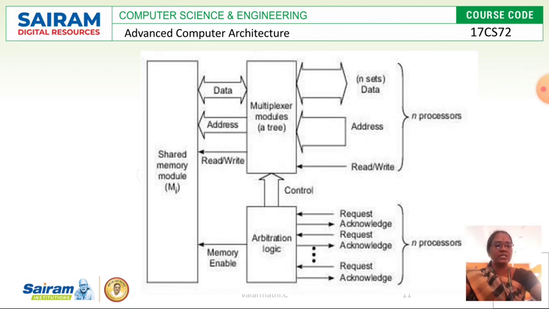This arbitration logic assigns control to the processors at the time of execution, with the help of some signal lines. A request signal will be sent from the n processors to memory. Here processors are considered masters and memories are considered slaves. Likewise it will work, right? So this diagram shows both types of crossbar networks and the bus system for n processors in a multiprocessor system, right?